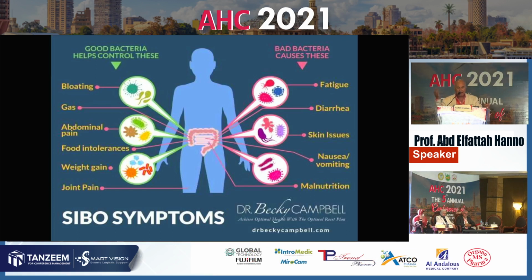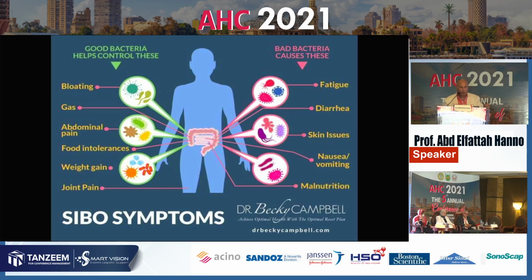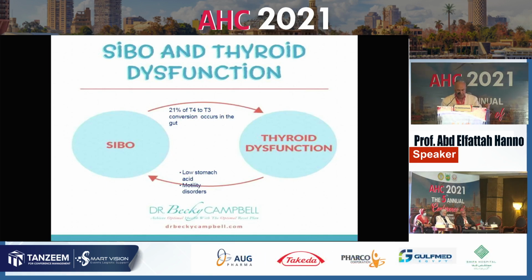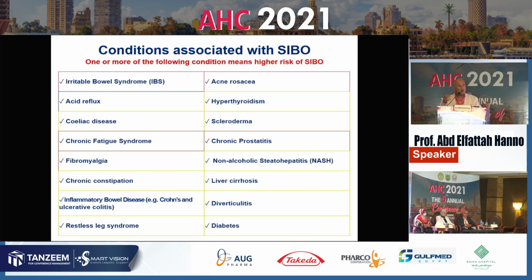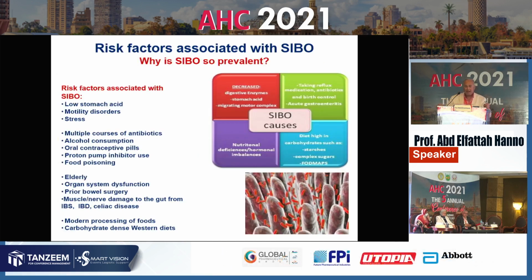So we have bad bacteria and good bacteria. The bad bacteria increase in SIBO patients. It will lead to fatigue, diarrhea, skin lesions, nausea, vomiting, and malnutrition. Also, the good bacteria decrease, leading to bloating, gas production, abdominal pain, food intolerance, weight gain, as well as joint pain. Even the thyroid does not escape in patients suffering from SIBO. So we have a lot of diseases associated with SIBO, like IBS, acid reflux, and chronic fatigue syndrome.